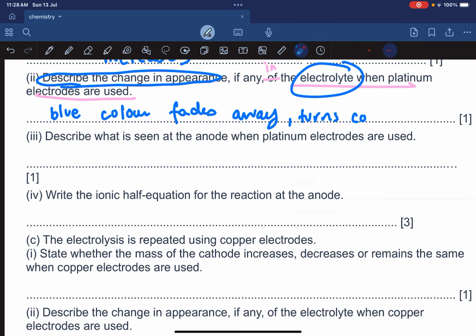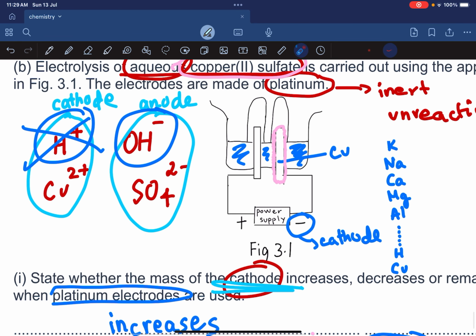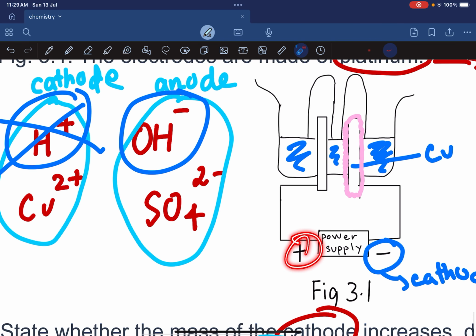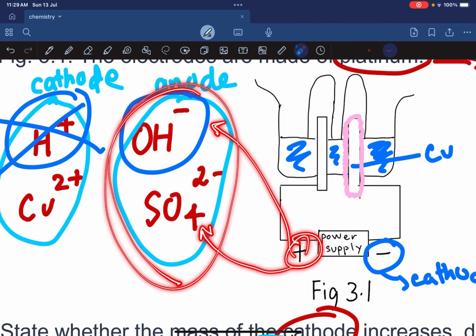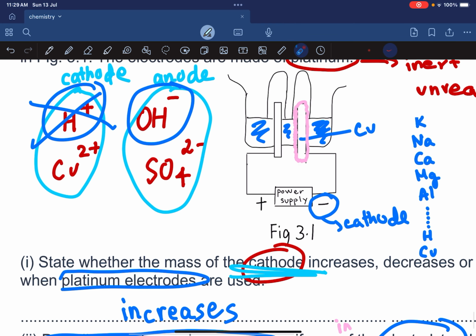Okay, describe what is seen at the anode when platinum electrodes are used. We have to write about the observation at the anode, and that's 1 mark. So what's being formed at the anode? You had to realize that the sulfate ions won't discharge. Because your anode is positive, the negative ions are attracted towards it, and out of these 2 negative ions, the sulfates won't discharge, so it's going to be hydroxide. Hydroxide discharges on the anode, and when hydroxide discharges, you know that oxygen is formed.